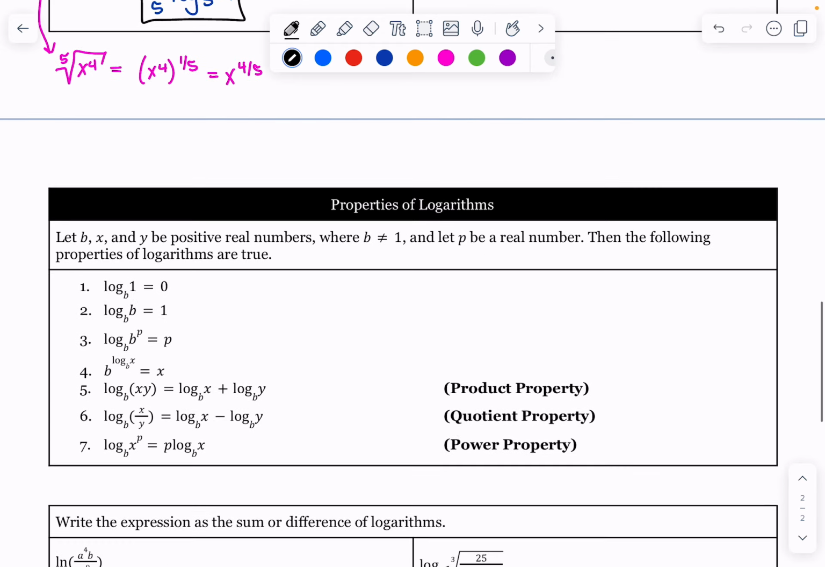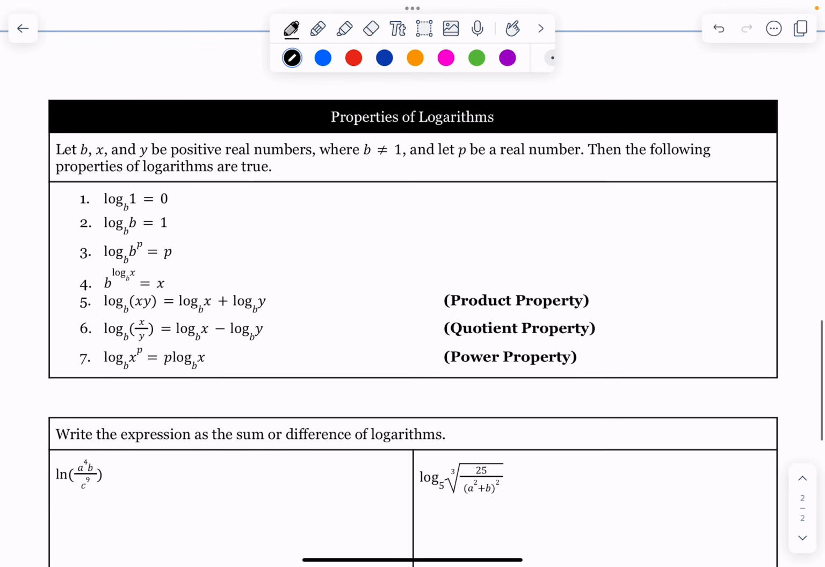All right, so now we're going to look at all the properties together. It says let b, x, and y be positive real numbers where b is not equal to 1, and let p be a real number. Then the following properties of logarithms are true. Number 1, log base b of 1 is 0. Log base b of b is 1. Log base b of b to the p is equal to p. b to the log base b of x equals x. And then the product, quotient, and power property, these are all from this current video. 1 through 4 was a review from the last one.